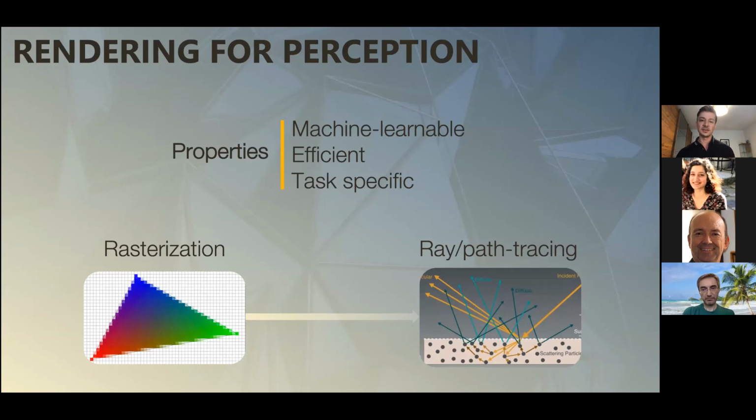It has three main properties. The first one is our rendering algorithm should obviously be machine learnable, meaning most of the time differentiable. And this is typically the main problem. And then the other big problem is efficiency, obviously. Typically, especially for production-level renderers, they're pretty slow.